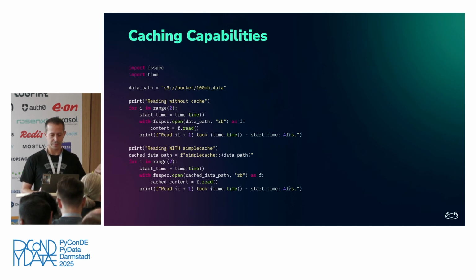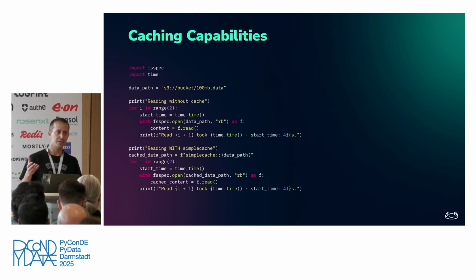We run the same operation twice just to show no caching is involved yet. In the second part, we prepend to the string the simple cache. Simple cache itself acts as a local cache. What it does, at the first time we're accessing the file, it will download the file completely, and any other call to the same file will serve it from the cache and not hit the network.